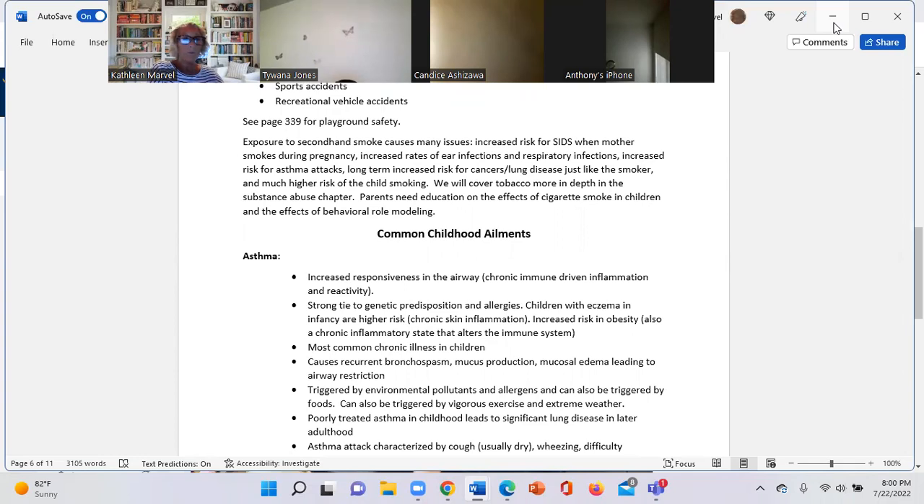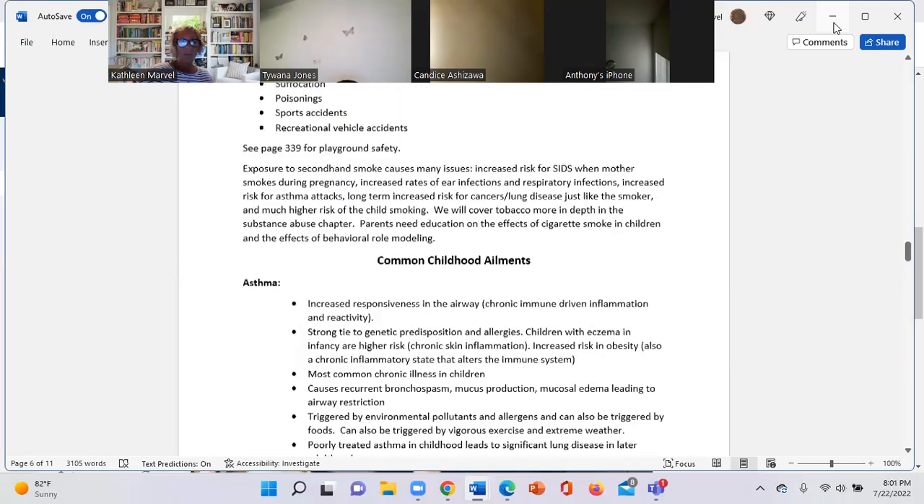Babies are at increased risk for SIDS when a mother smokes during her pregnancy. They're going to have increased rates of ear infections, respiratory infections, asthma, and a long-term risk for cancers and lung disease, just like the smoker, and a much higher risk of becoming a child that smokes. So parents need a lot of education on the effects of cigarette smoke on children, and the way they're role modeling their behavior. Make sense?